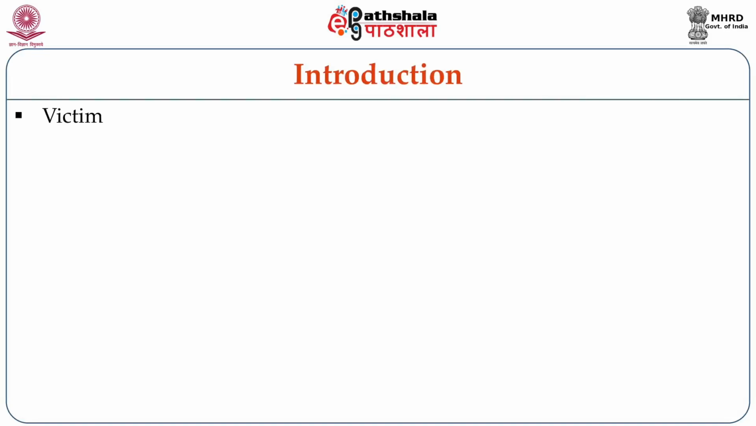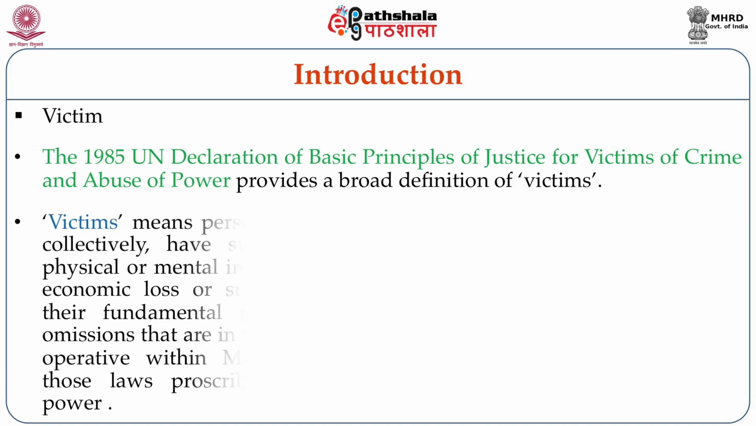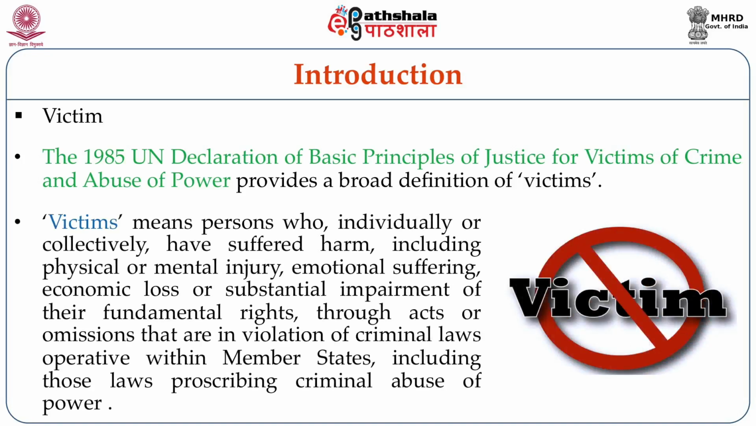When you talk about the victim, the 1985 UN Declaration of Basic Principles of Justice for Victims of Crime and Abuse of Power provides a broad definition of victims. And this definition says that victims means persons who individually or collectively have suffered harm, including physical or mental injury, emotional suffering, economic loss, or substantial impairment of their fundamental rights through acts of omission that are in violation of criminal laws operative within the member states, including those laws proscribing criminal abuse of power.